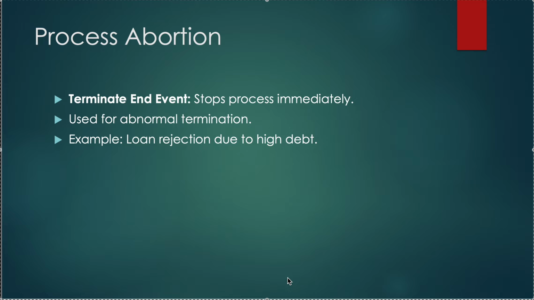Sometimes the best way to handle a failure is to stop everything. For that, BPMN provides the terminate end event, shown as a circle with a solid dot inside. When triggered, it immediately ends the process and any sub processes. For example, if a loan applicant has extremely high debt, the loan process is terminated right away instead of proceeding to later steps.